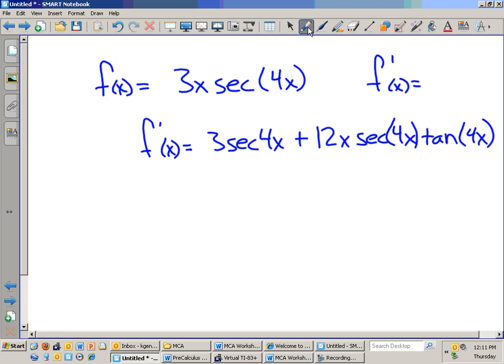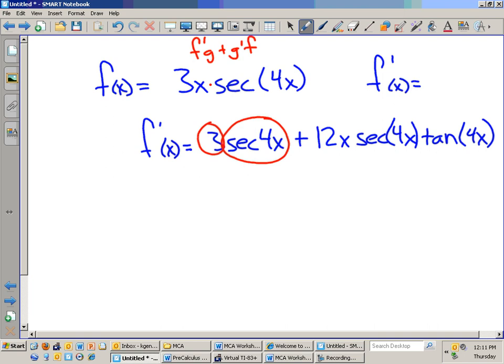So this is a product rule, right? So for the derivative, I take the derivative of the first part. Derivative of 3x is 3. So I've got that, times the second part left alone, which is that, right? So far we've done f prime times g plus g prime times f. So we've done those first two, right?